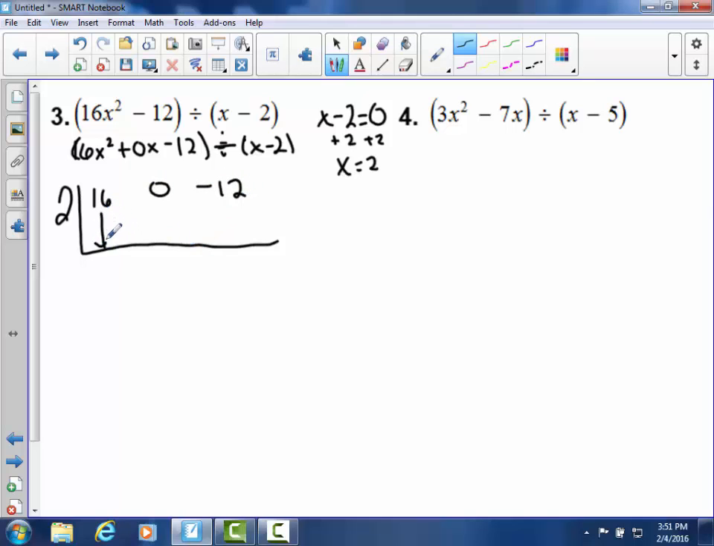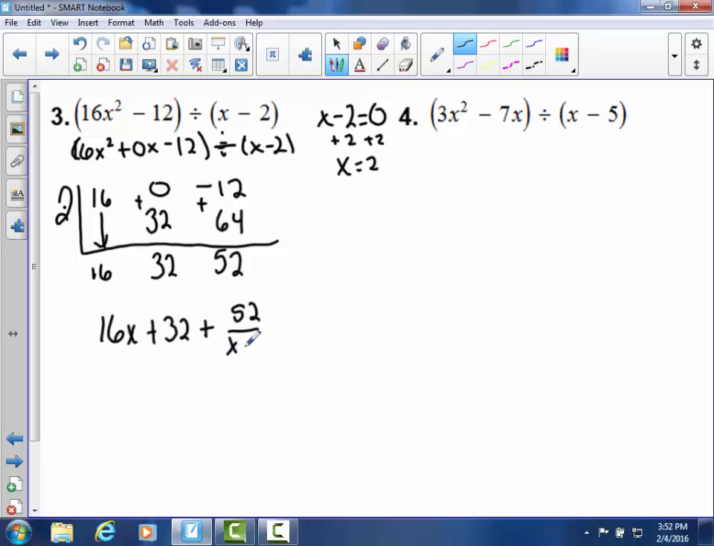We bring down the 16. We multiply. 2 times 16 is 32. We add 0 plus 32 is 32. 2 times 32 is 64. Negative 12 plus 64 is 52. So my answer, 16x plus 32 plus 52 over x minus 2.